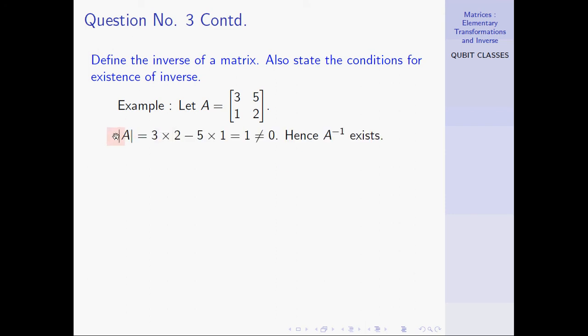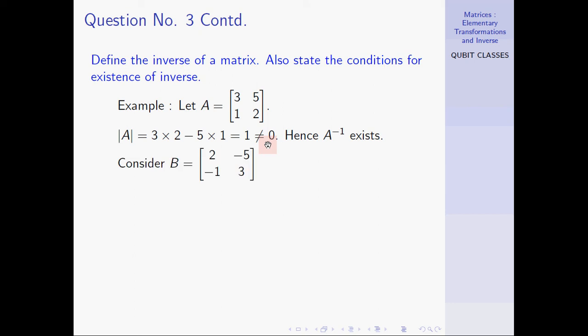Now we will find the determinant of A, which will be 3 into 2 minus 5 into 1, which is 6 minus 5, which is 1, which is not equal to 0. Okay, so we have verified that A inverse will exist because the determinant is not equal to 0.